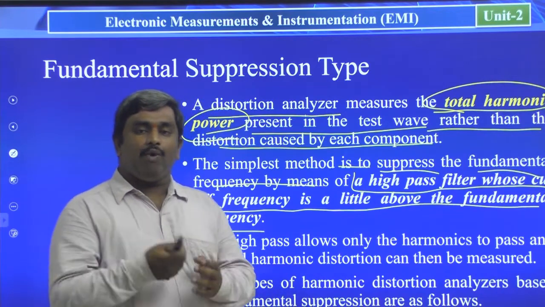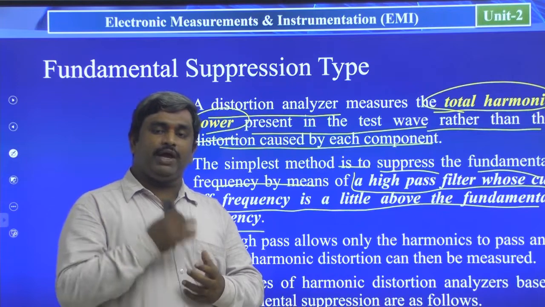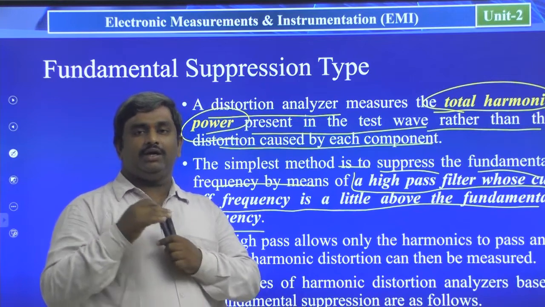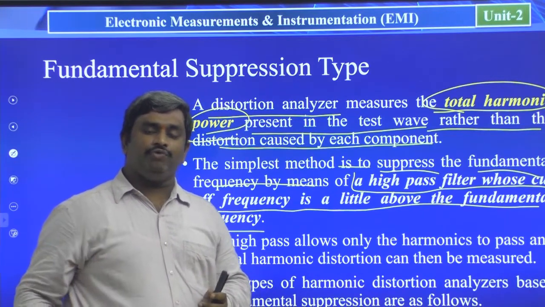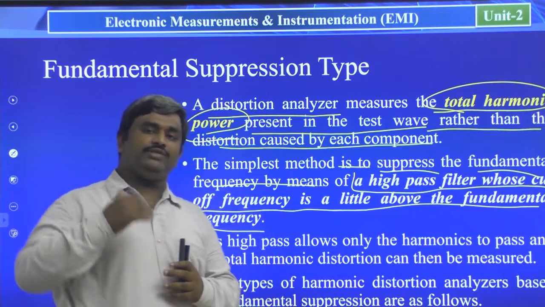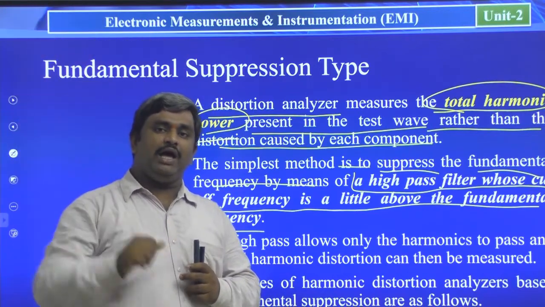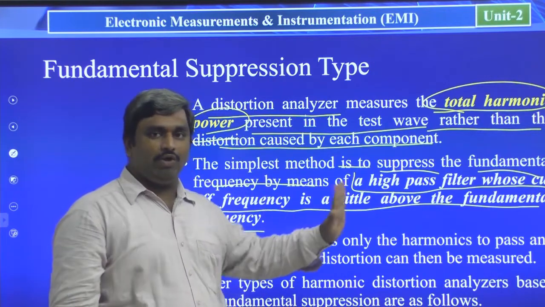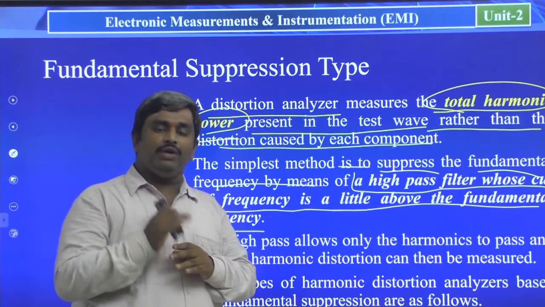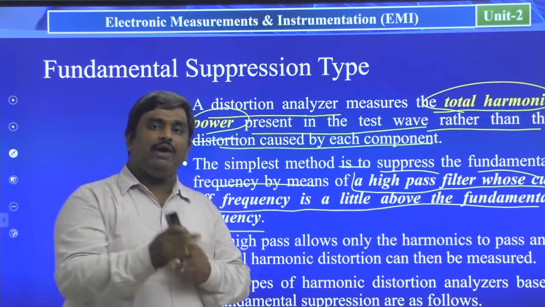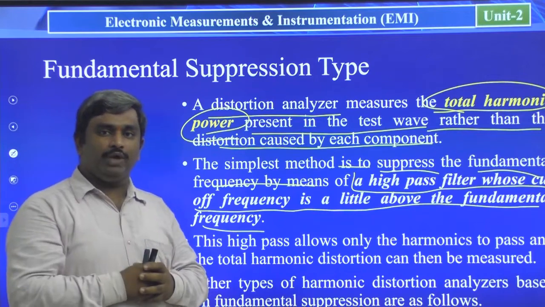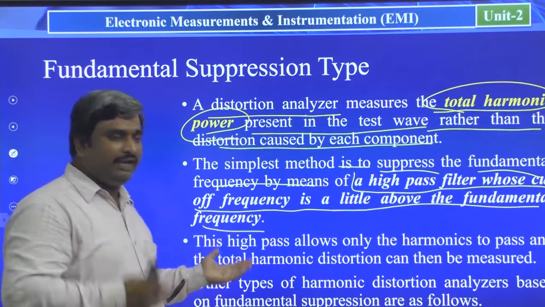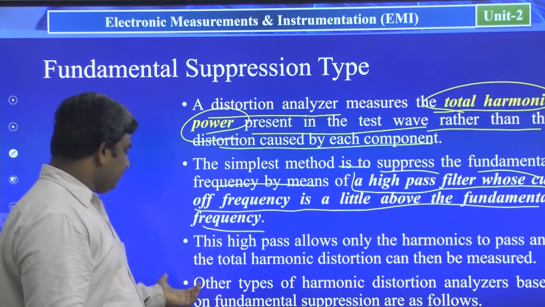So what is the high pass filter operation? It allows the high frequency components and does not allow the low frequency components. The high frequency components carry the power information, so we pass only the harmonics and measure that harmonic power. That is the major concept behind the fundamental suppression type.